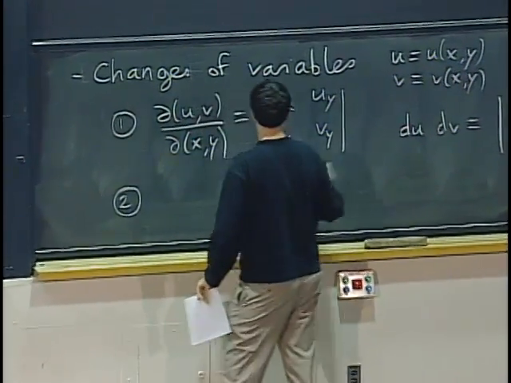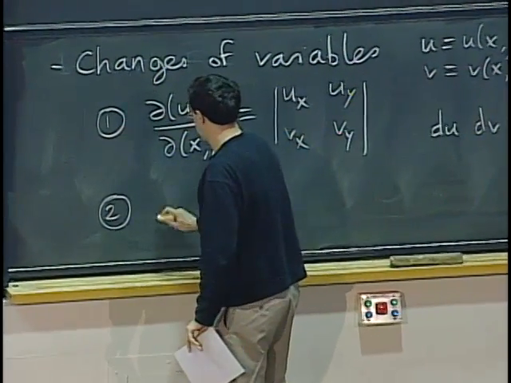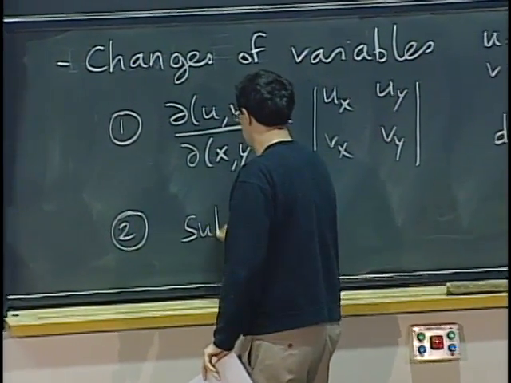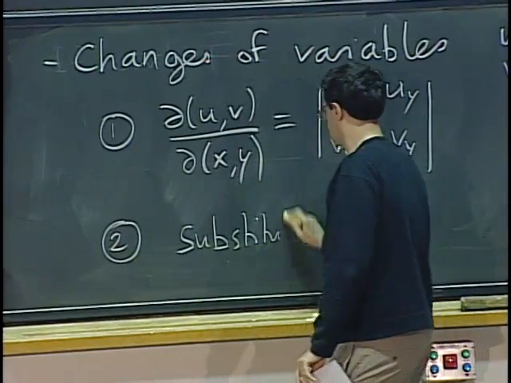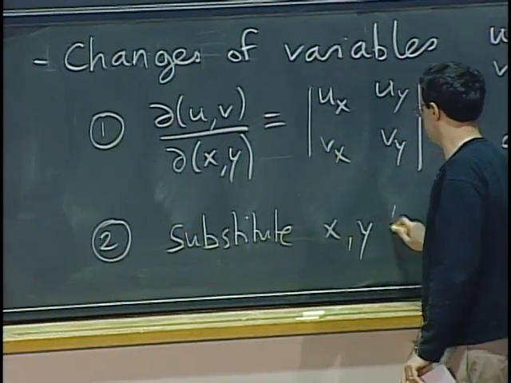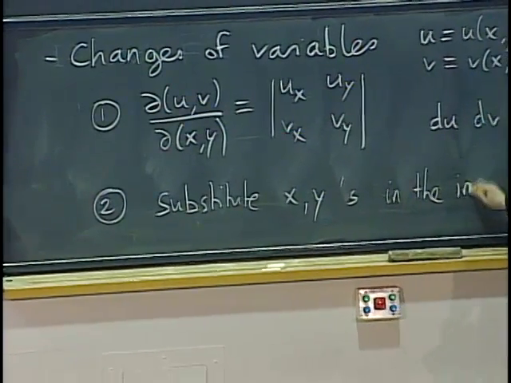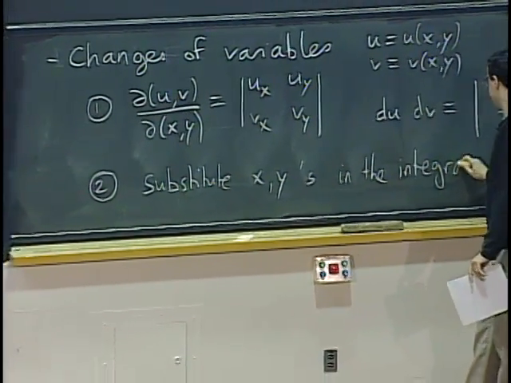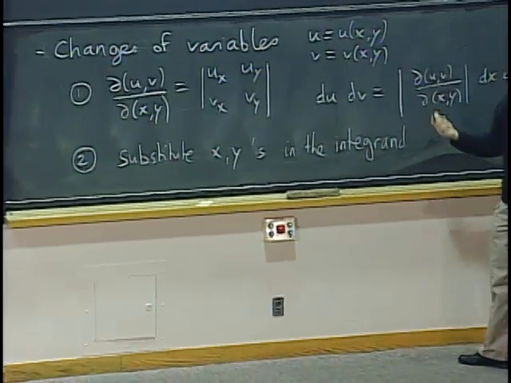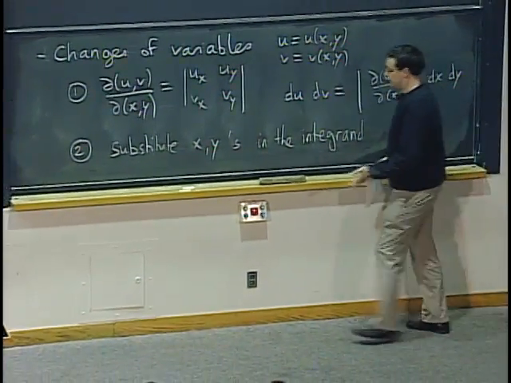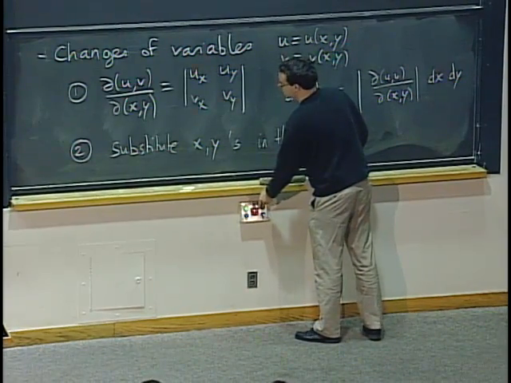The second thing to know is that you need to, of course, substitute any x and y in the integrand to convert them to u's and v's, so that you have a valid integrand involving only u and v. And then the last part is setting up the bounds.